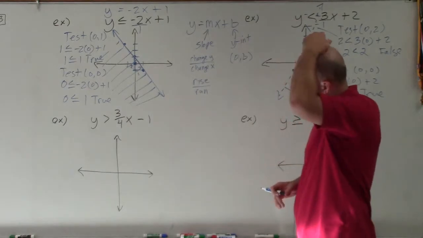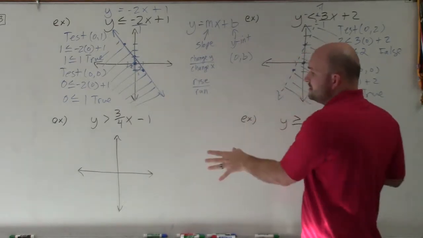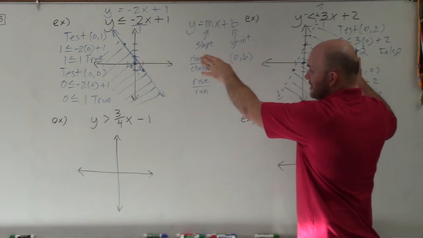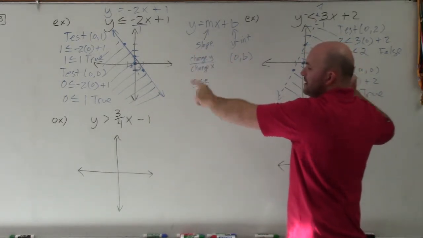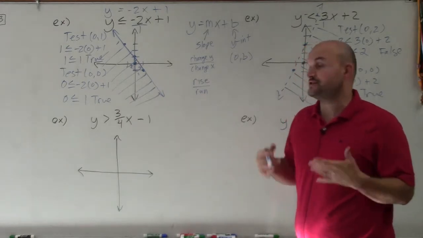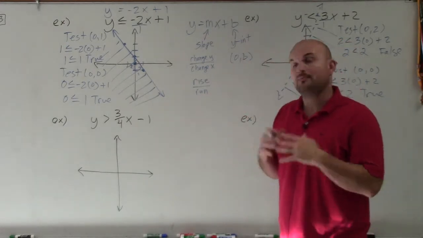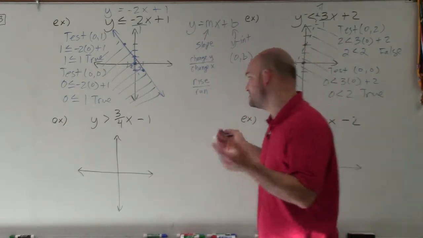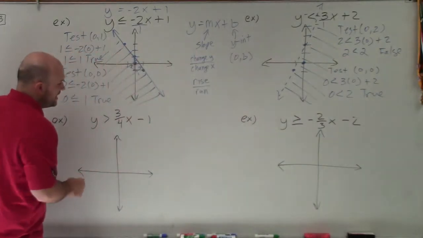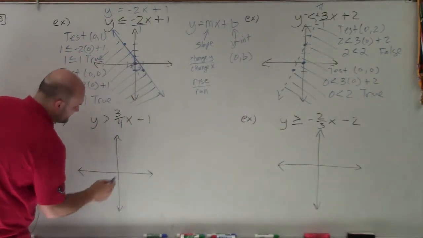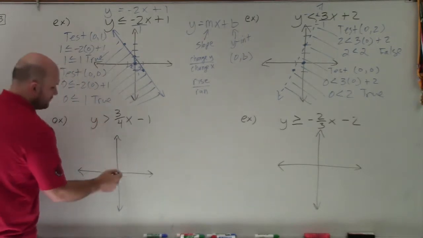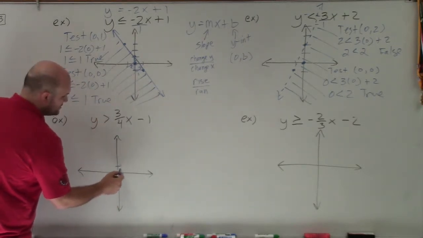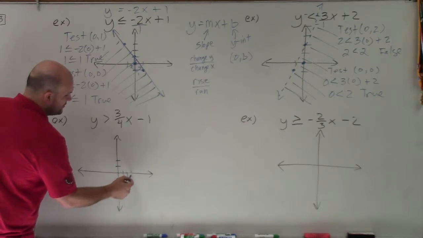Now you can see that the only difference between these examples and these examples, besides the inequality symbol, is that now it's greater than, and my slope is already a fraction, so I don't have to rewrite it over 1. But as far as the graphing process, it's going to be exactly the same. The y-intercepts are negative, so now I'm going to go down to negative 1. Now my slope is 3 over 4, so that tells me go up 3, 1, 2, 3, over 4: 1, 2, 3, 4.